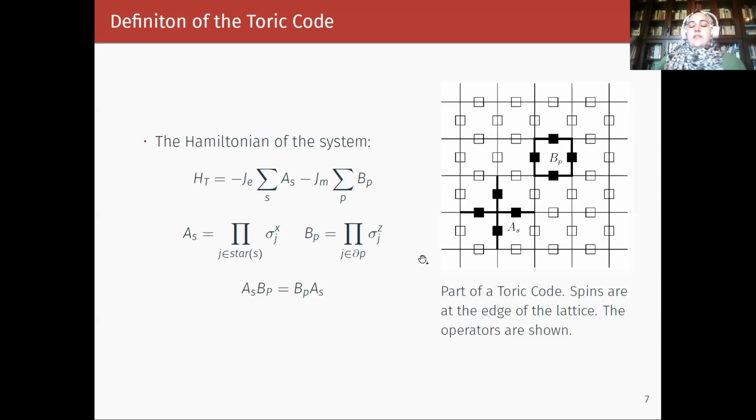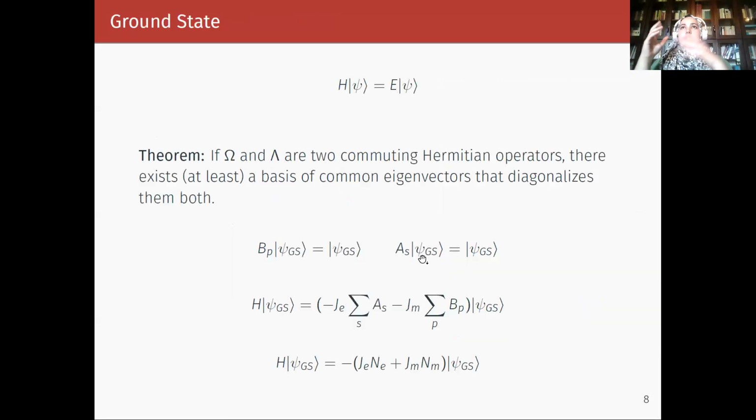But there is a question that we need to ask ourselves. How can we be sure that these two operators can get 1 as an eigenvalue at the same time? To answer this question, a theorem can help us, and it says that if two Hermitian operators commute, then there exists at least one basis of common eigenvectors that diagonalize them both. So in other words, it says that since my star and plaquette operators commute with each other, then I can diagonalize both of them simultaneously.